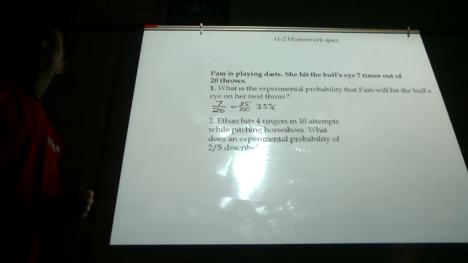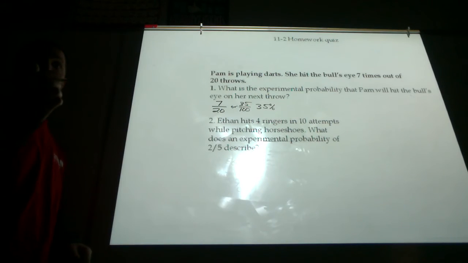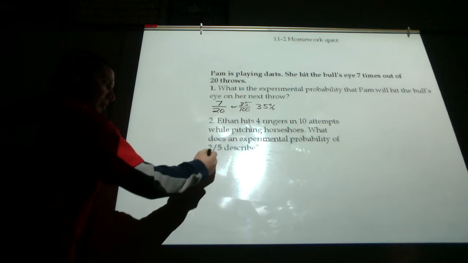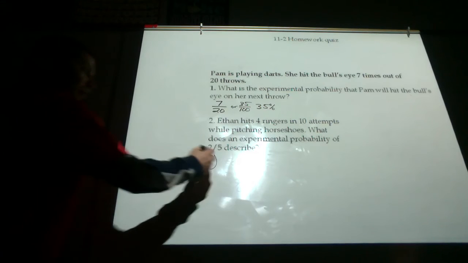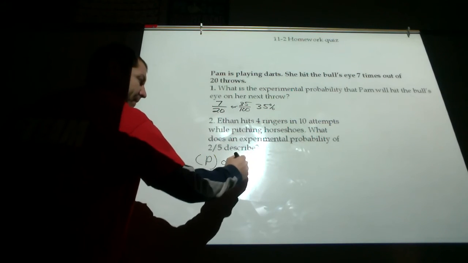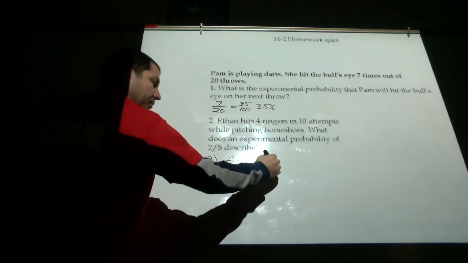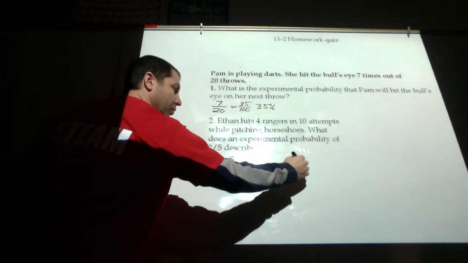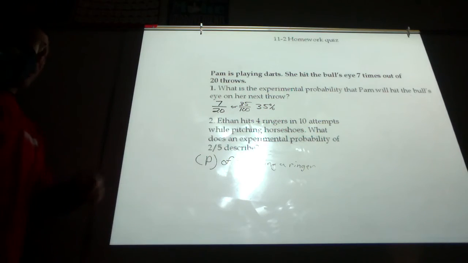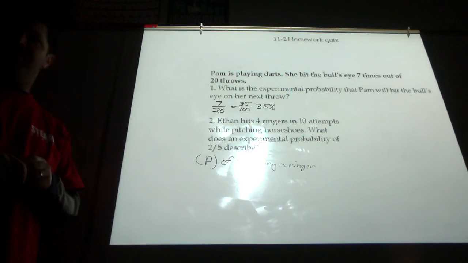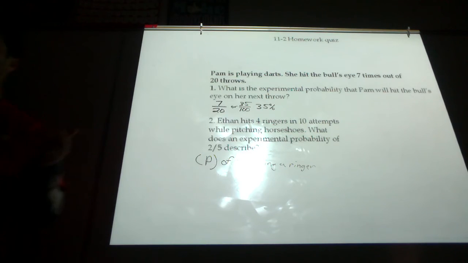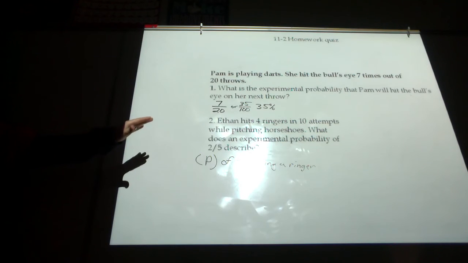So I want to just show everybody this. This is how they say probability, the fancy way. If you noticed in your book or any videos, they show you like this. That means the probability. So it's the probability of throwing a ringer. And to be more specific, it's Ethan's probability of throwing a ringer. Does that make sense? His next throw, he has a 2 out of 5 chance, or 40% chance of hitting a ringer, based on the past performance.